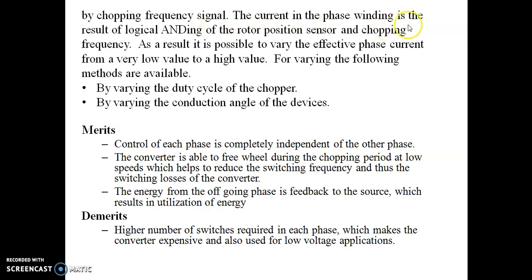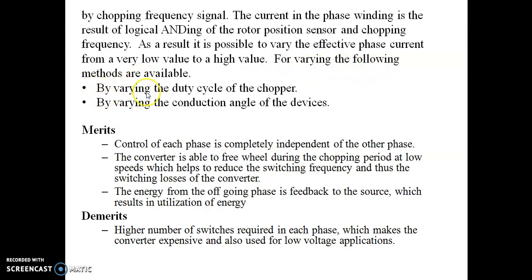The current in the phase winding is the result of the logical ANDing of the rotor position sensor signal and the chopping frequency. That is, the current flowing in the phase winding is due to the signals received from the rotor position sensor and also the chopping frequency signal. So only we are mentioning it as logical ANDing. By the presence of both the signals, there is a flow of current. As a result, it is possible to vary the effective phase current from a very low value to a very high value. For varying this, the following methods are normally adopted.